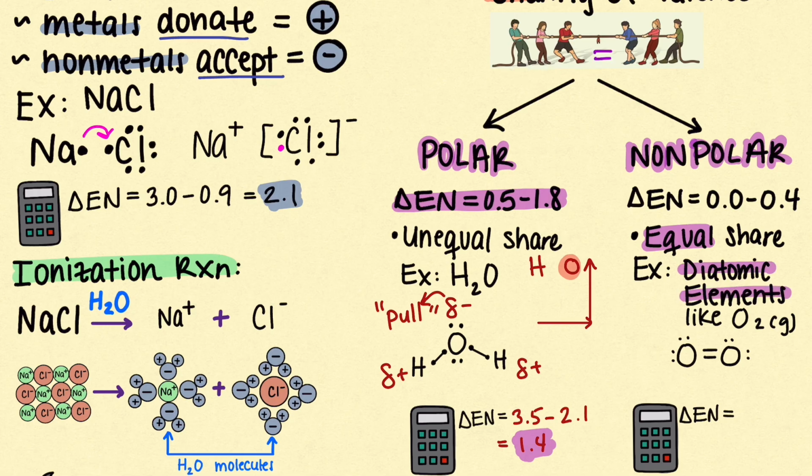So take the example of oxygen gas. Oxygen is bonded to itself. So the electronegativity values are going to be the same. So if you take 3.5, which is the electronegativity value for oxygen, and subtract it by 3.5, it's going to be 0. So there's a total equal sharing of valence electrons happening here. And as you can see, nonpolar covalent bonds have an electronegativity difference that falls between 0 and 0.4.